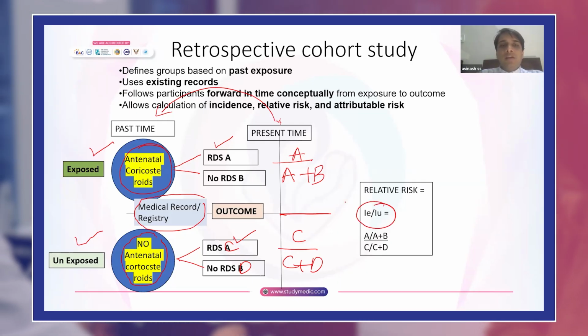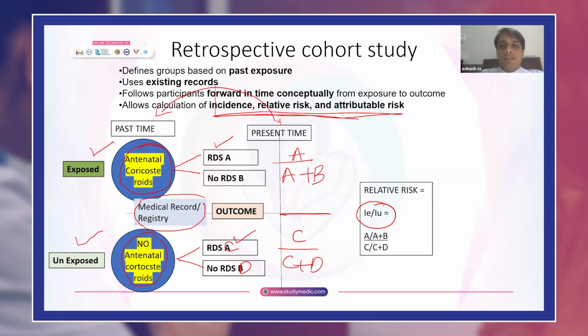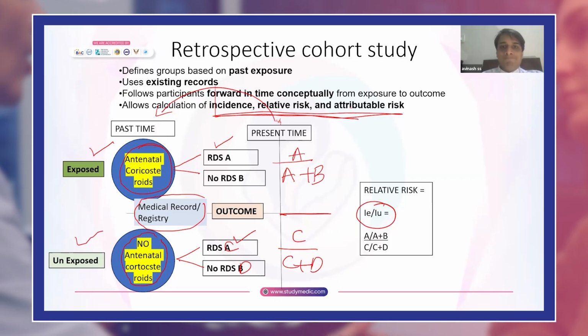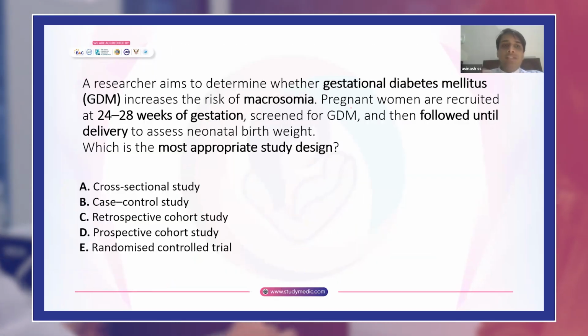You can see they are going back and then following up. So incidence, relative risk and attributable risk can be calculated here, because temporality is established: the cause comes first and the outcome comes next. It is one of the retrospective cohort study designs. We will see what a prospective cohort study design is now.